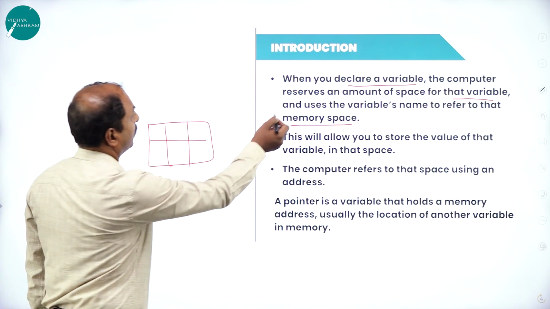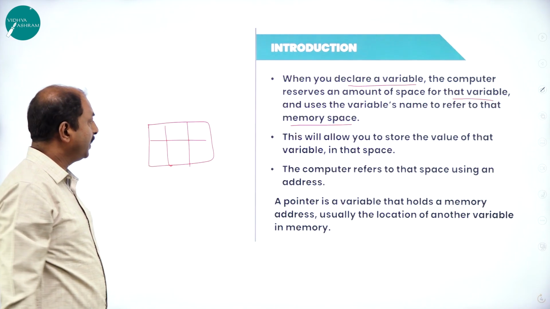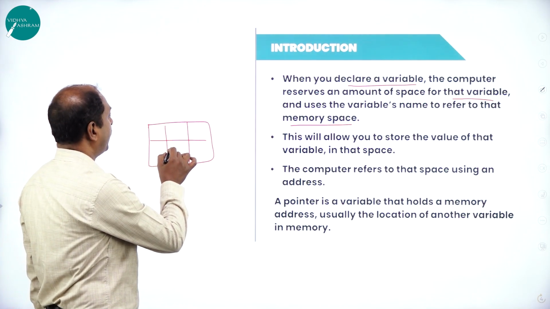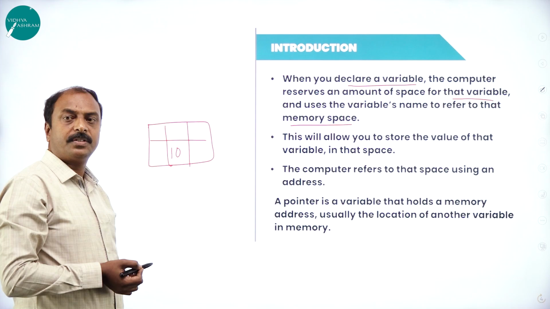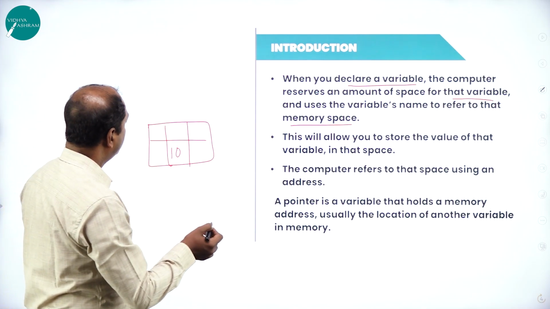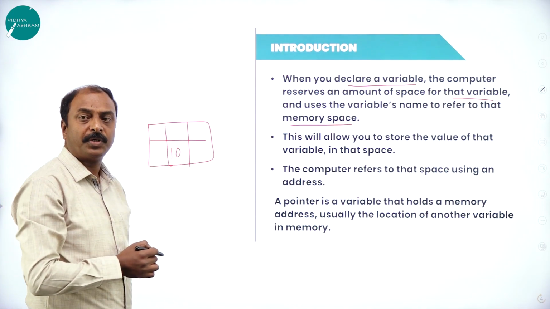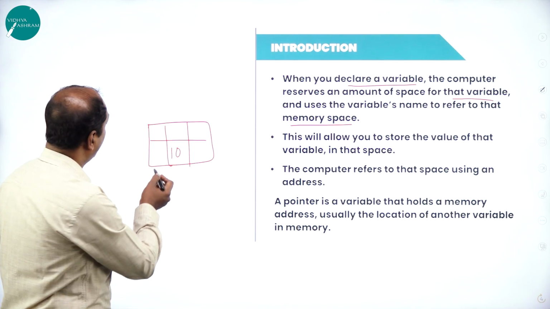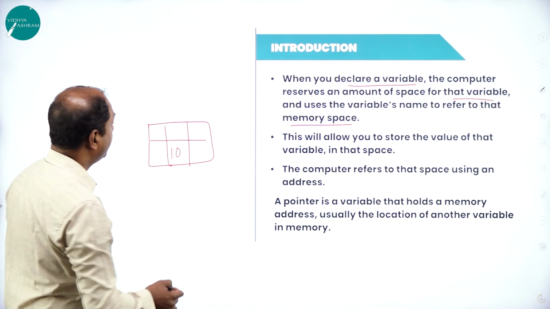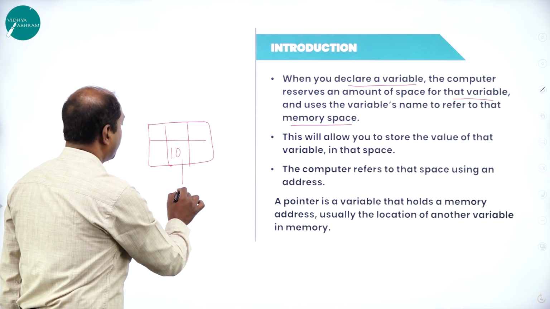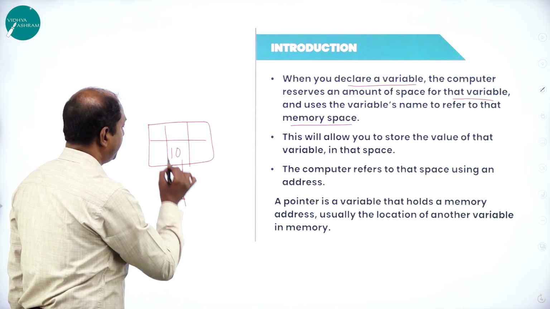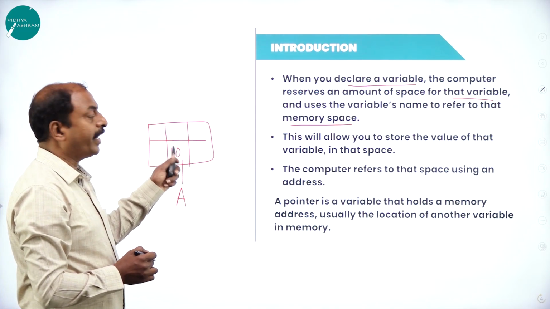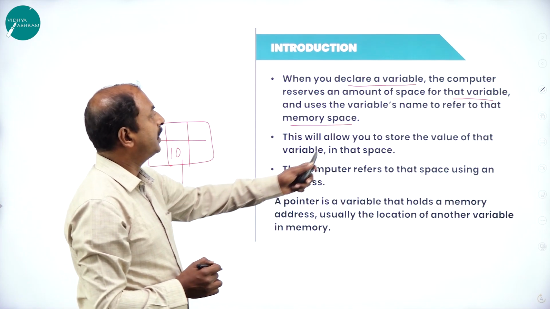So what is the meaning of the sentence here? Suppose I want to store one variable, for example, the value 10. This is the value 10 and it is stored in one of the memory cells. And how do we retrieve it back? Or how do I access the value 10? We give a name for this, for example A. So here A refers to this value 10. So this is a variable.